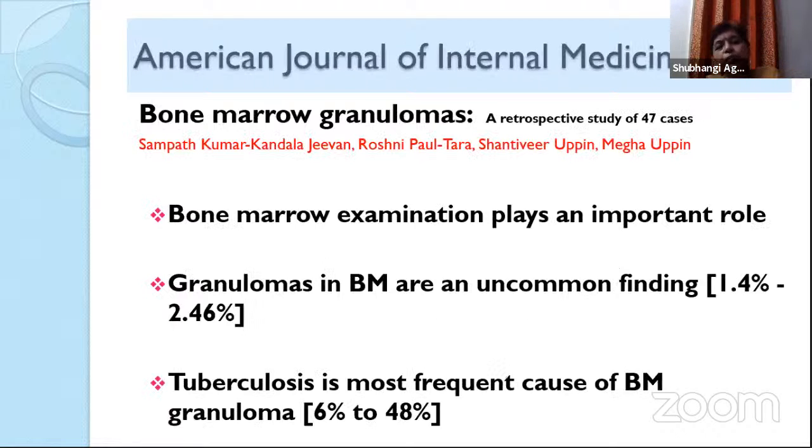So coming to the bone marrow granulomas, this is a very nice study which was carried out by these authors, Sampath Kumar, and they have said that bone marrow examination plays an important role in the diagnosis of tuberculosis and other granulomatous disorders in the bone marrow. Granulomas in the bone marrow are an uncommon finding, seen in 1.4 to 2.4% of the cases, and tuberculosis is the commonest cause of these granulomas.